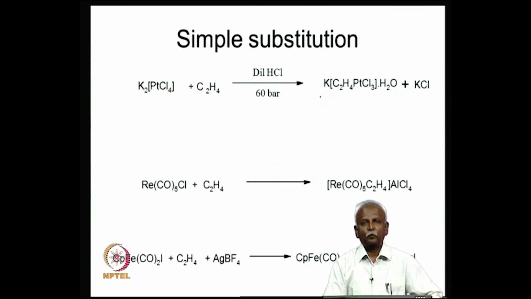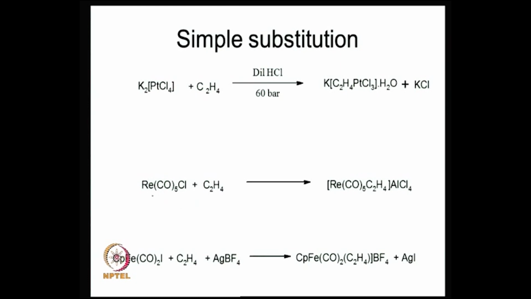So, simple substitution reactions are possible with several elements, especially with elements which have either a d8 configuration and have only 4 ligands around the coordination sphere. It is very easy to add a ligand or to substitute a ligand. So, here is an example. Here is an example with rhenium.